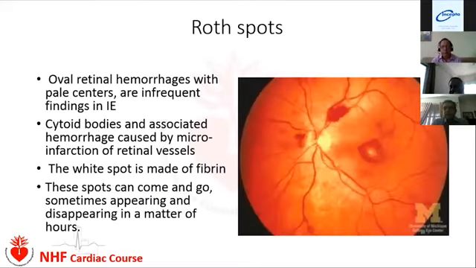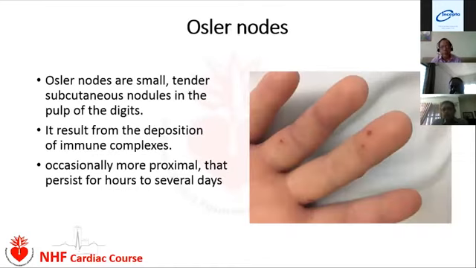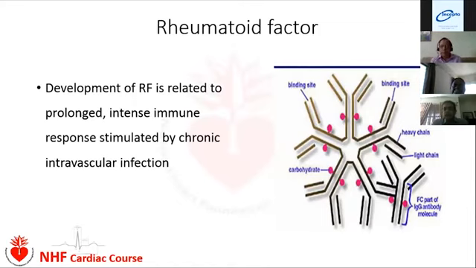The Roth spot is another important immunological phenomenon. These are oval retinal hemorrhages with a pale center. They are actually cytoid bodies, and these spots can come and go, sometimes appearing and disappearing in a matter of hours. Osler's nodes are small, tender, subcutaneous nodules in the pulp of the digits. They result from deposition of immune complexes, as we have said earlier. They are occasionally proximal and persist for hours to several days. Rheumatoid factor is produced in response to intense immune response stimulated by chronic intravascular infection.